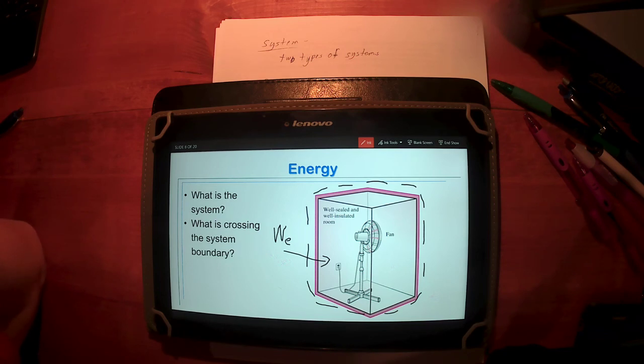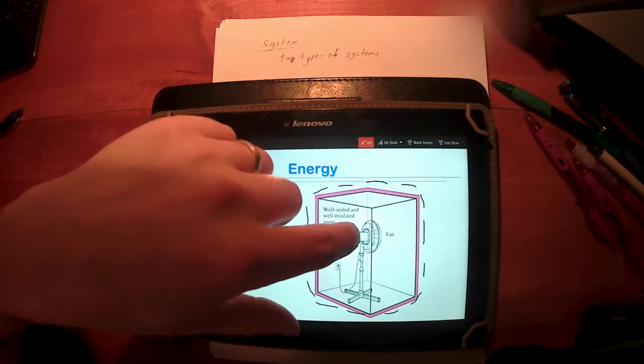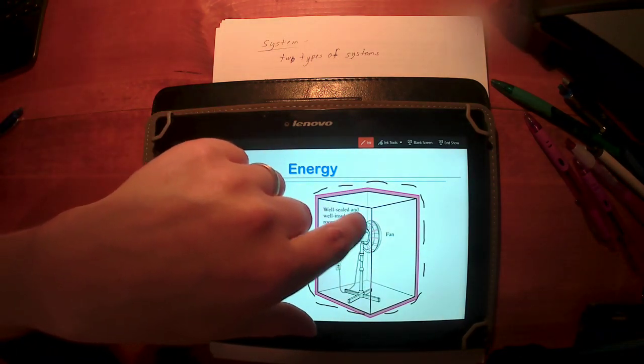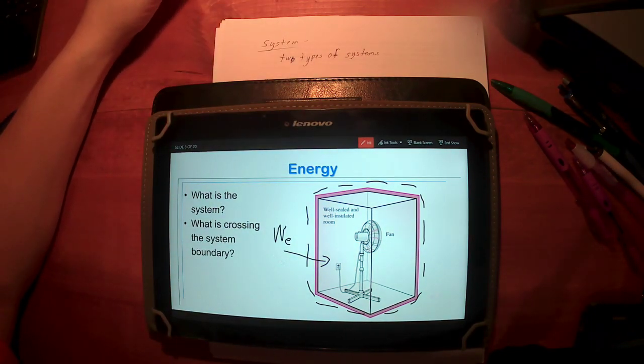That's what we have here. We have energy being applied through a force. That's going to be a work term. That's the reason we call electricity work. Now, once it gets inside the room, what does it do? Well, inside the room, this fan motor is going to emit some heat, and it's going to be stirring the air up, which is really just going to increase the overall energy of the air.